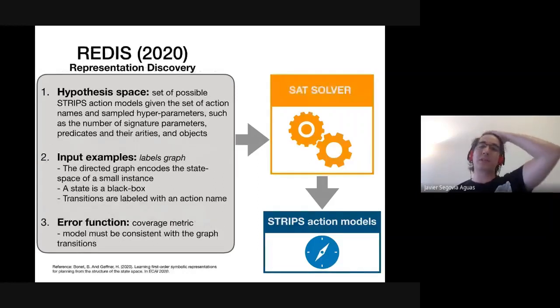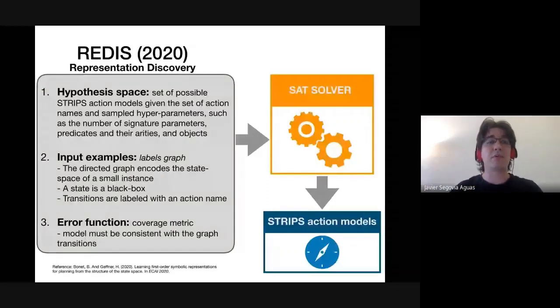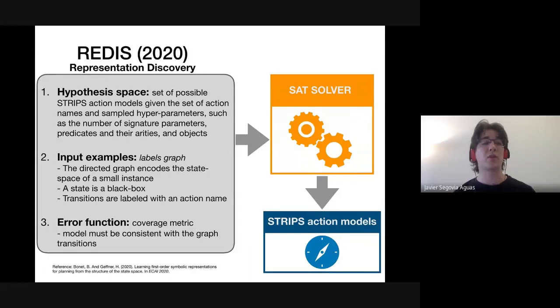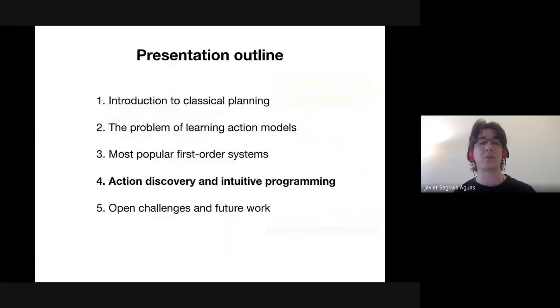And then representation discovery, that is the last one, where the input is very different from the rest. The inputs are labeled graphs, where the states are black boxes, and the edges are the action names that relate one state with another one. So they sample over the hyperparameters of the state structure, like how many predicates we have, the arities of these predicates, how many objects we may have in this problem. And they learn to be consistent with this input graph, with the coverage matrix. They can do it with a SAT solver and they produce these STRIPS action models.